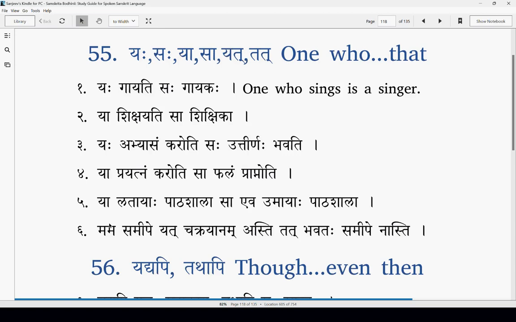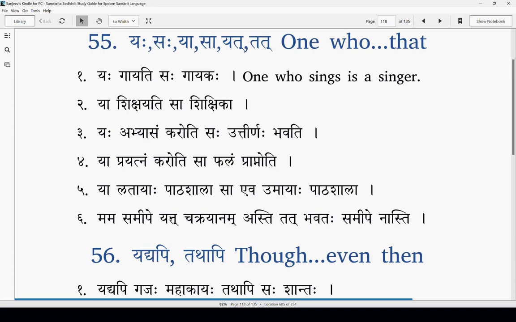या लतायाः पाठशाला सा एव उमायाः पाठशाला. So here sa is actually visheshanam for pathashala. That's why it's coming in the same linga vachana vibhakti. Sa pathashala. Ya pathashala. Ya is also visheshanam for pathashala here. Whose pathashala? Latayaha pathashala. So the same pathashala is that of Uma also.